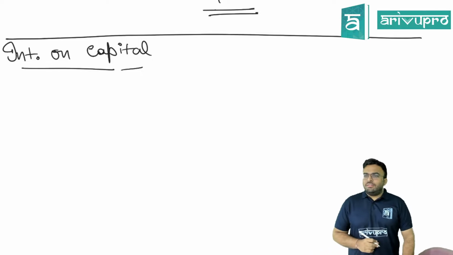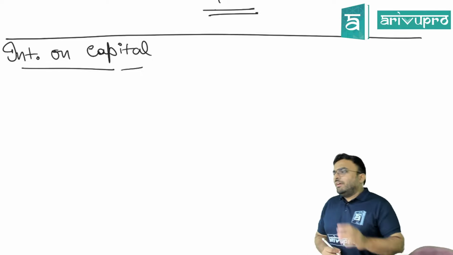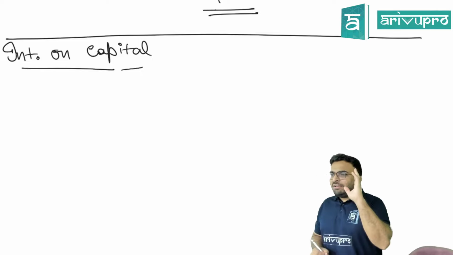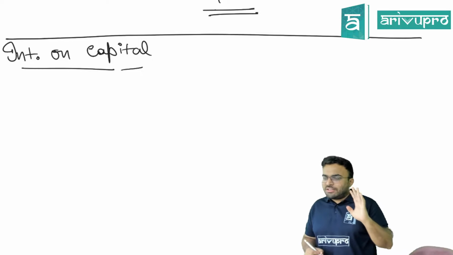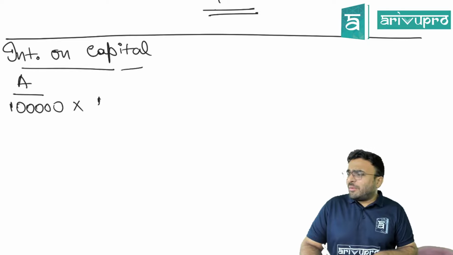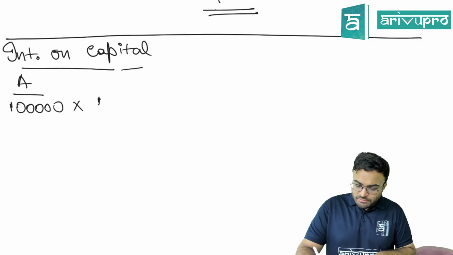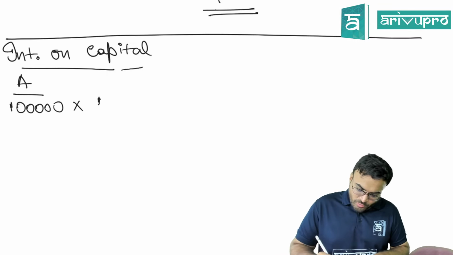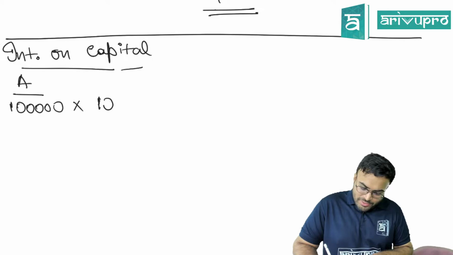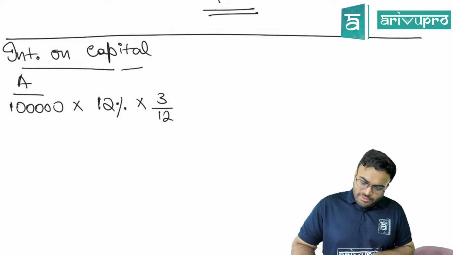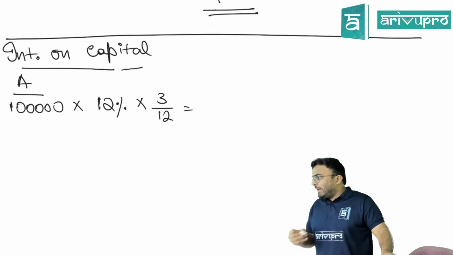Yes. Interest on capital. Now, how to calculate interest on capital? One method is you will calculate date by date. Person had 1 lakh for 3 months, so for 3 months you will give interest. For A, 1 lakh into 12% interest on capital, into 3 by 12. Why only 3 months? 1 lakh was the capital for 3 months.